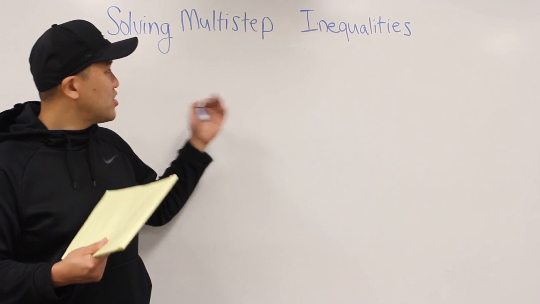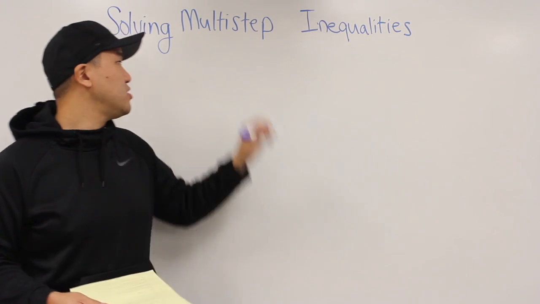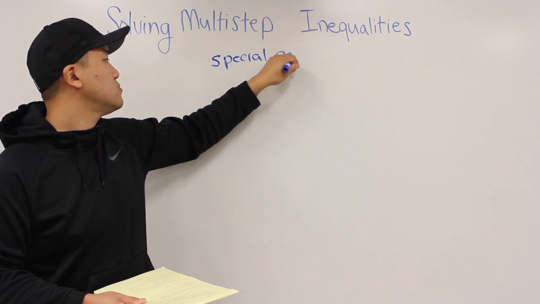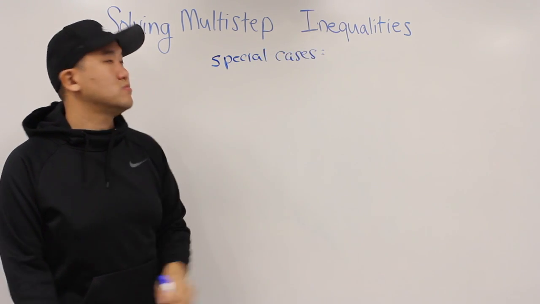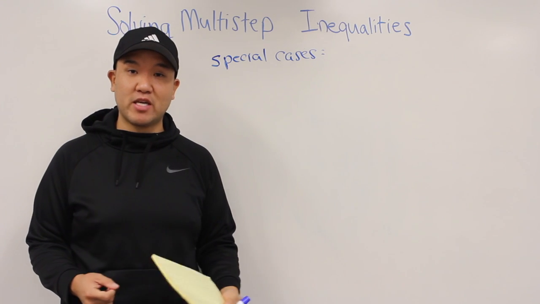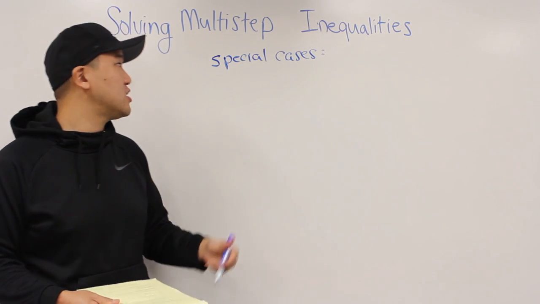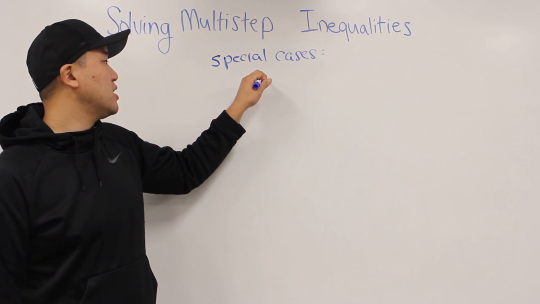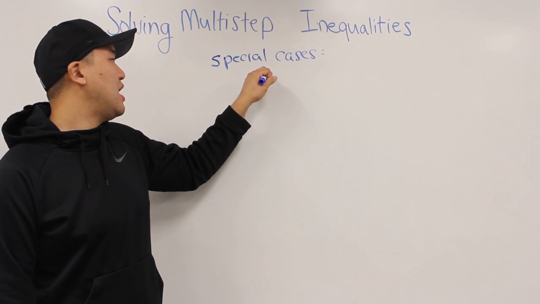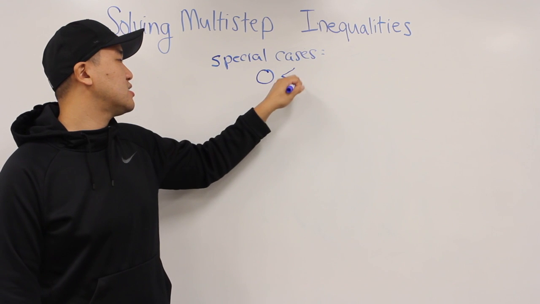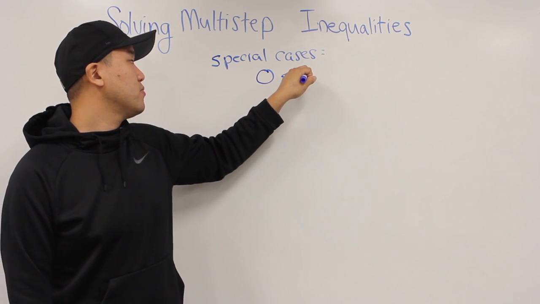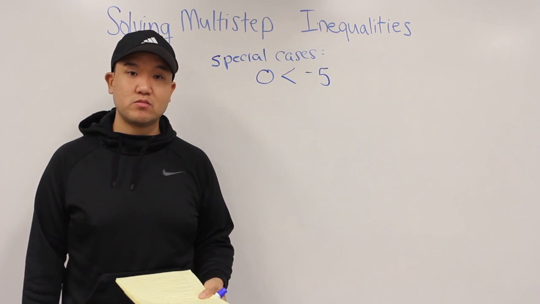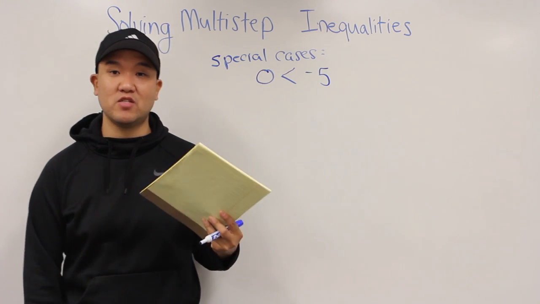So there are special cases. So these are my special cases. Okay, just like how we have special cases for equations, we also have special cases for inequalities. So there's two of them. If you get a value like 0 is less than -5, let's say your variables cancel out, right? That's the only time we have special cases for inequalities.